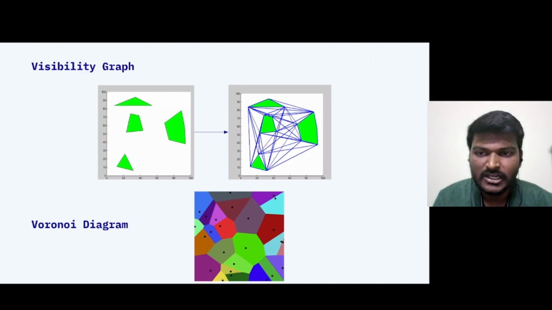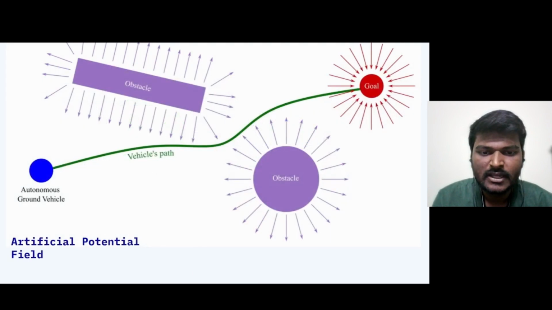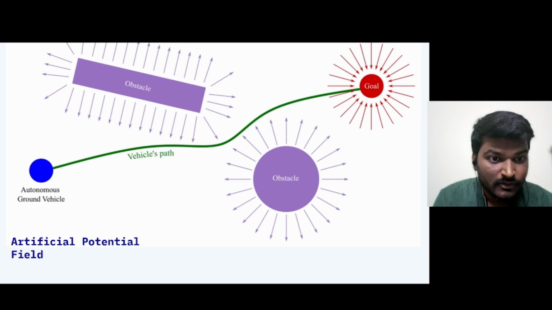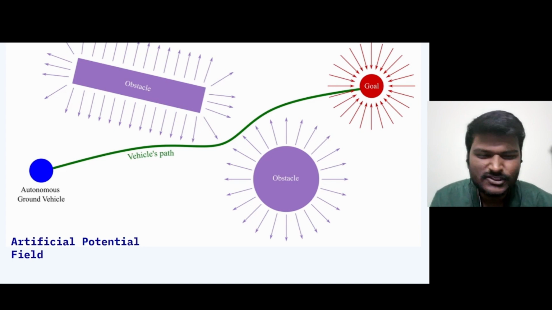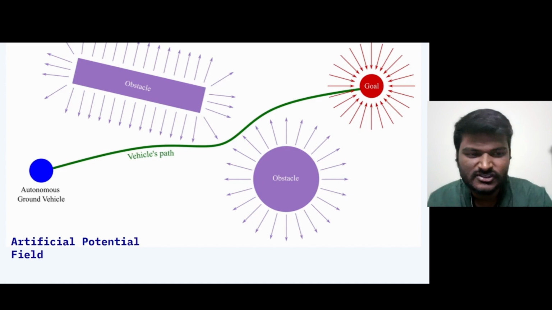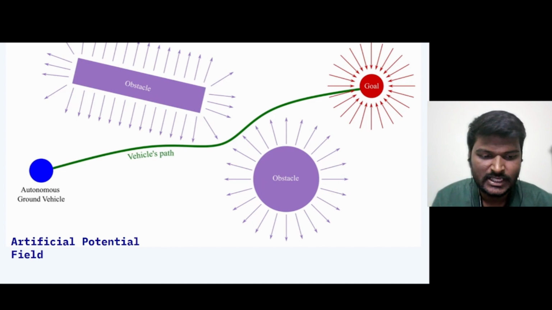Artificial potential field. It uses attractive and repulsive forces to guide a robot. The goal generates an attractive force, while obstacles create repulsive forces, combining to provide a gradient that directs the motion. This is very intuitive as we want to go towards the goal and avoid the obstacles. Visibility graph.